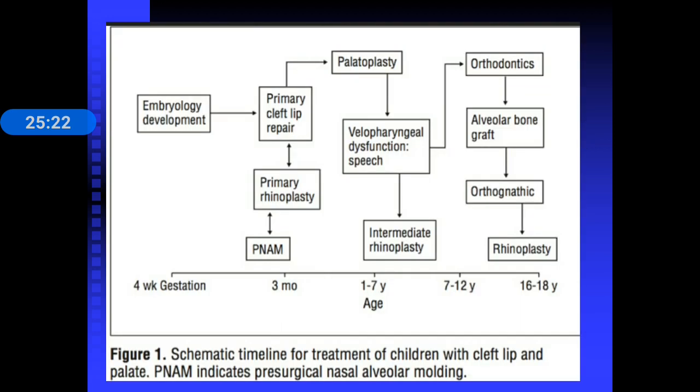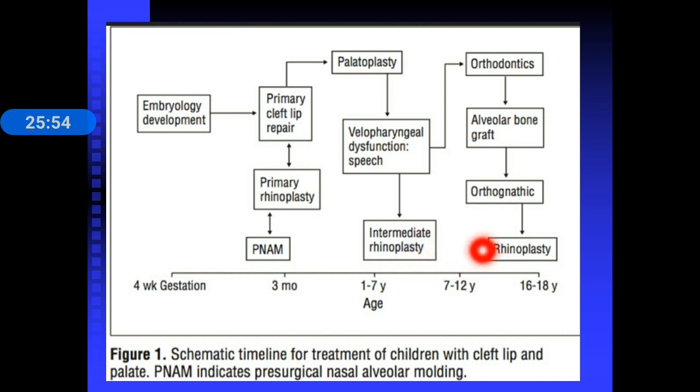So this is how a flowchart would be. Child is born, then at around 3 months you plan the cleft repair along with the primary rhinoplasty, and prior to the 3 months you can do the nasoalveolar molding so that it can aid in the cleft repair. Then around 9 to 18 months you plan for the palatoplasty. Later on around 3 to 5 years, you can plan an intermediate rhinoplasty. Along with that you can do a lip revision.